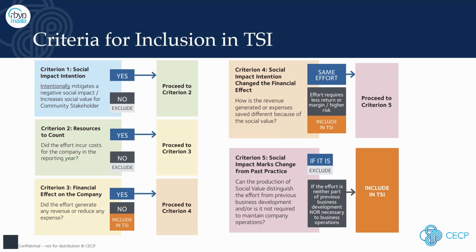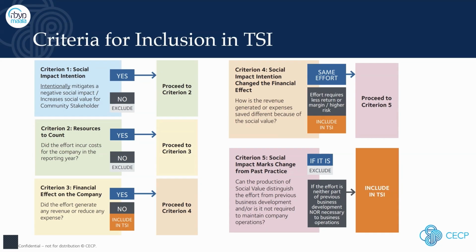Criterion four, social impact intention changing the financial effect. So you have to think, how did that revenue that was generated or those expenses that were saved differ because of the social value of the work that you're doing? If it's the same effort, then you have to keep going. But if that effort required less of a return or less of a margin or had higher risk, then that is something that you include in TSI. If not, you proceed to the fifth criterion.